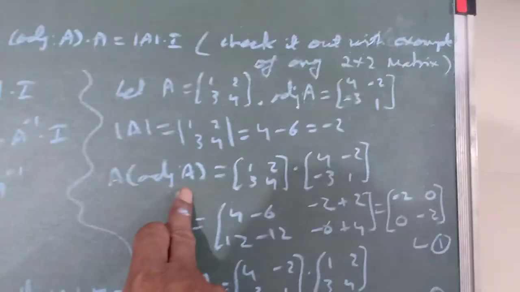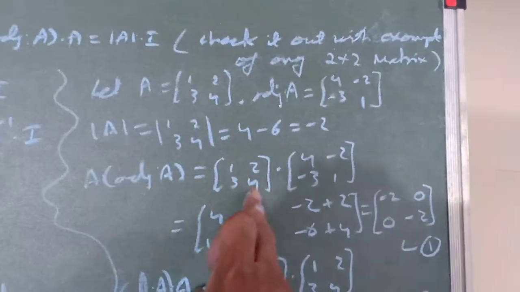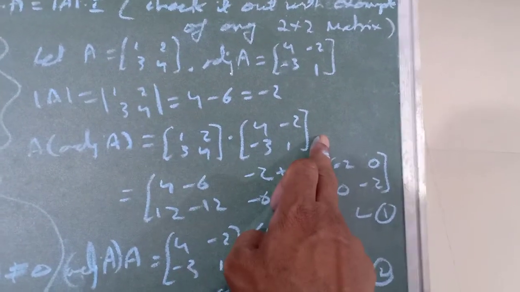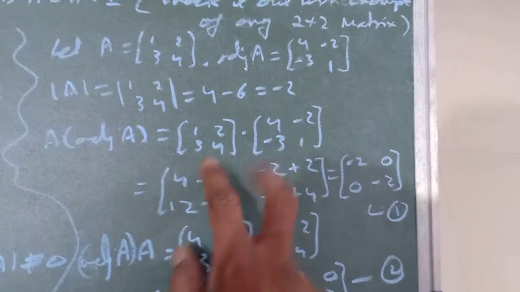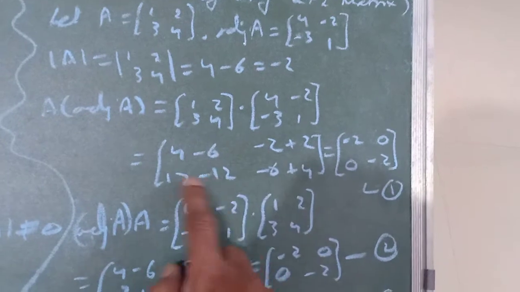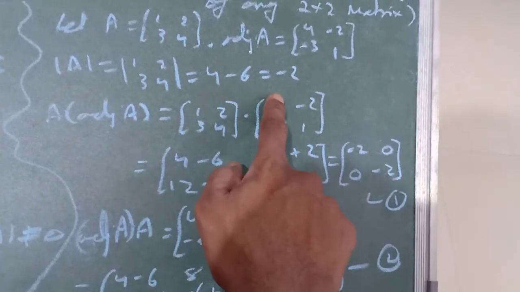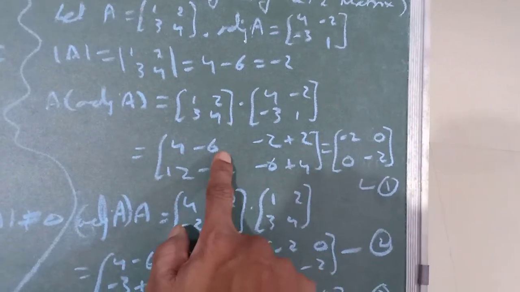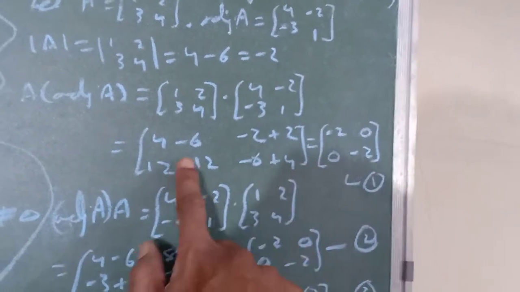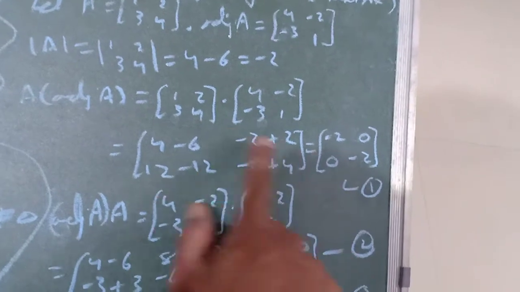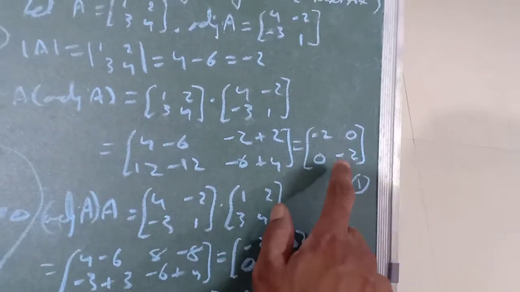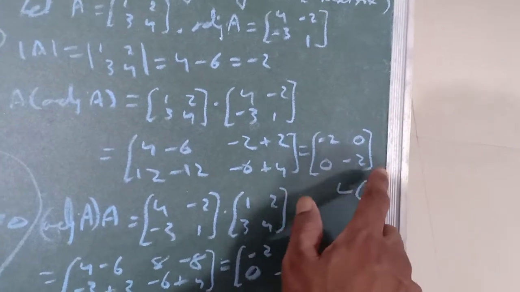Now take A into adjoint of A. First write down A and into adjoint of A. This is a 2 cross 2 matrix, and this is a 2 cross 2 matrix, so we can take the product of these two matrices. First row first column, first row second column, then second row first column, second row second column. So 1 into 4 minus 2 into 3, 4 minus 6, so -2. Then -2 plus 2, 0. Then here 12 minus 12, 0. Here 3 into -2 is -6, plus 4 into 1, so -6 plus 4 is -2. So we get the matrix [-2, 0; 0, -2], a 2 cross 2 matrix.